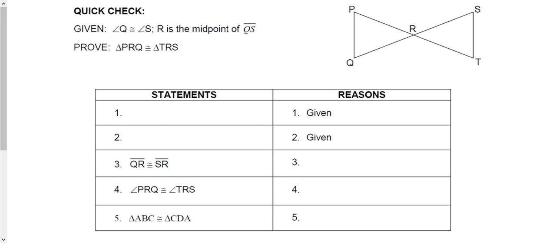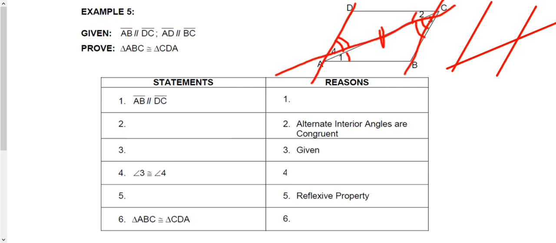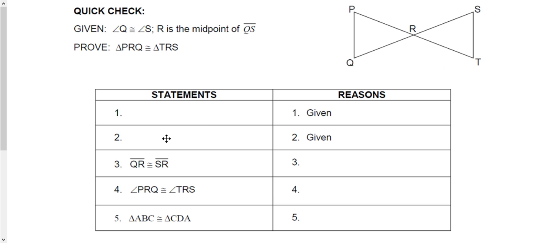I got another quick check. Whoops, we're not quite done. Let's go ahead and do this one. There was example 5 and this quick check. So let's look at this one. First given information is angle Q is congruent to angle S, given. We'll mark those. Q right here, S.